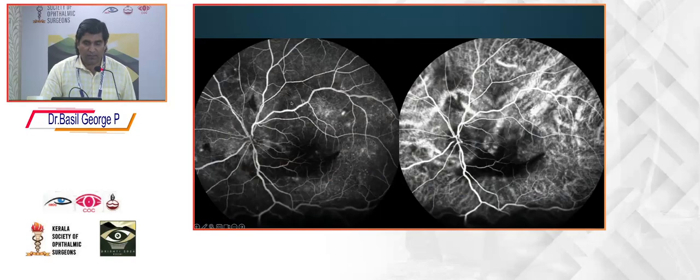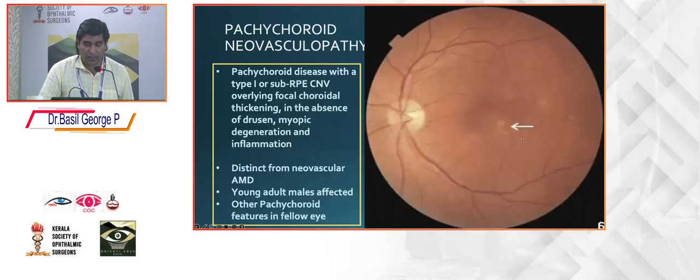The ICG will show early phase findings include delayed choriocapillaris filling, the pachy vessels, and the mid phase shows multifocal hyperfluorescence, and the late phase shows choroidal washout and choroidal vascular hyperpermeability.